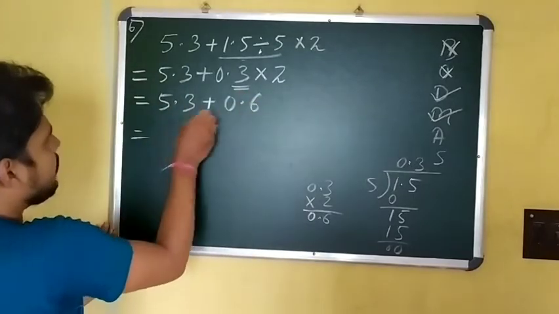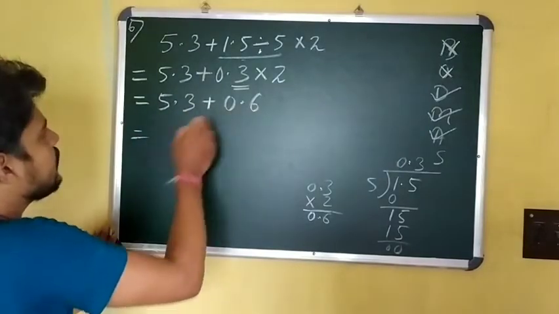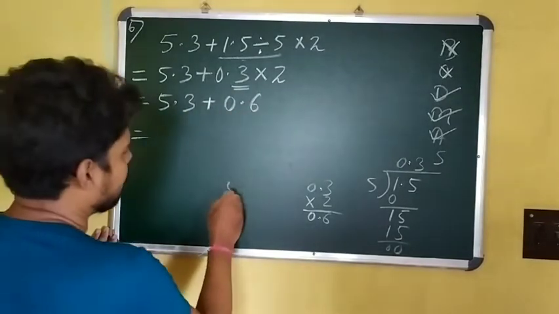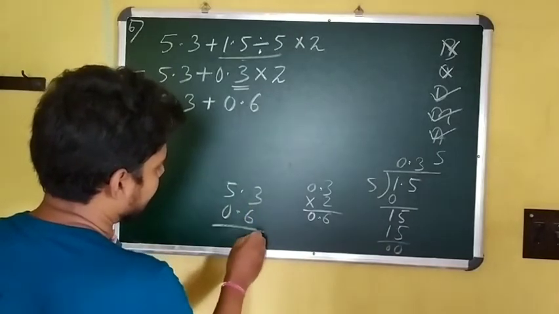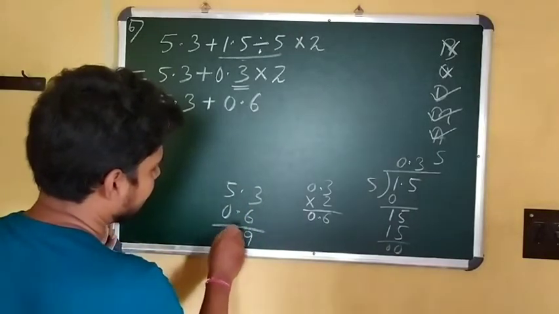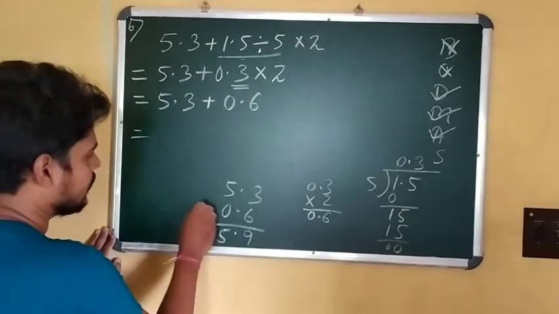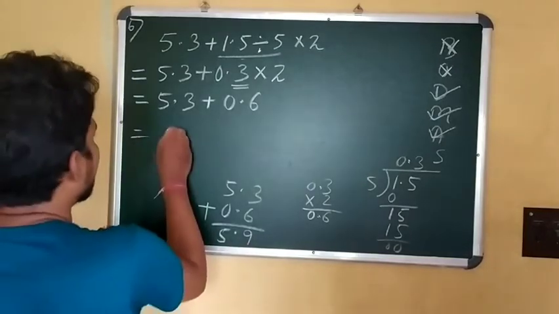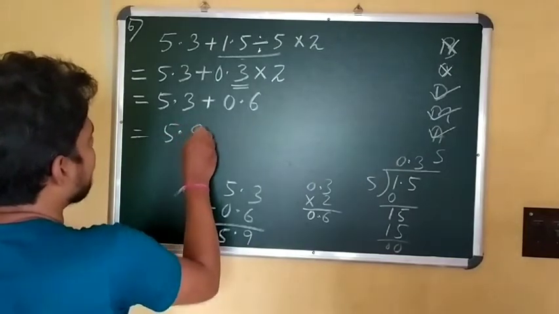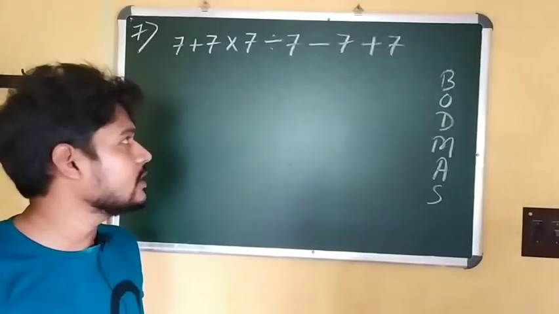Then the plus sign is there, then we have to follow the addition. 5.3 plus 0.6, you now add 5.3 and 0.6, so it will be 5.9. Okay, then it will be 5.9. So you write down the answer 5.9. That is our answer.